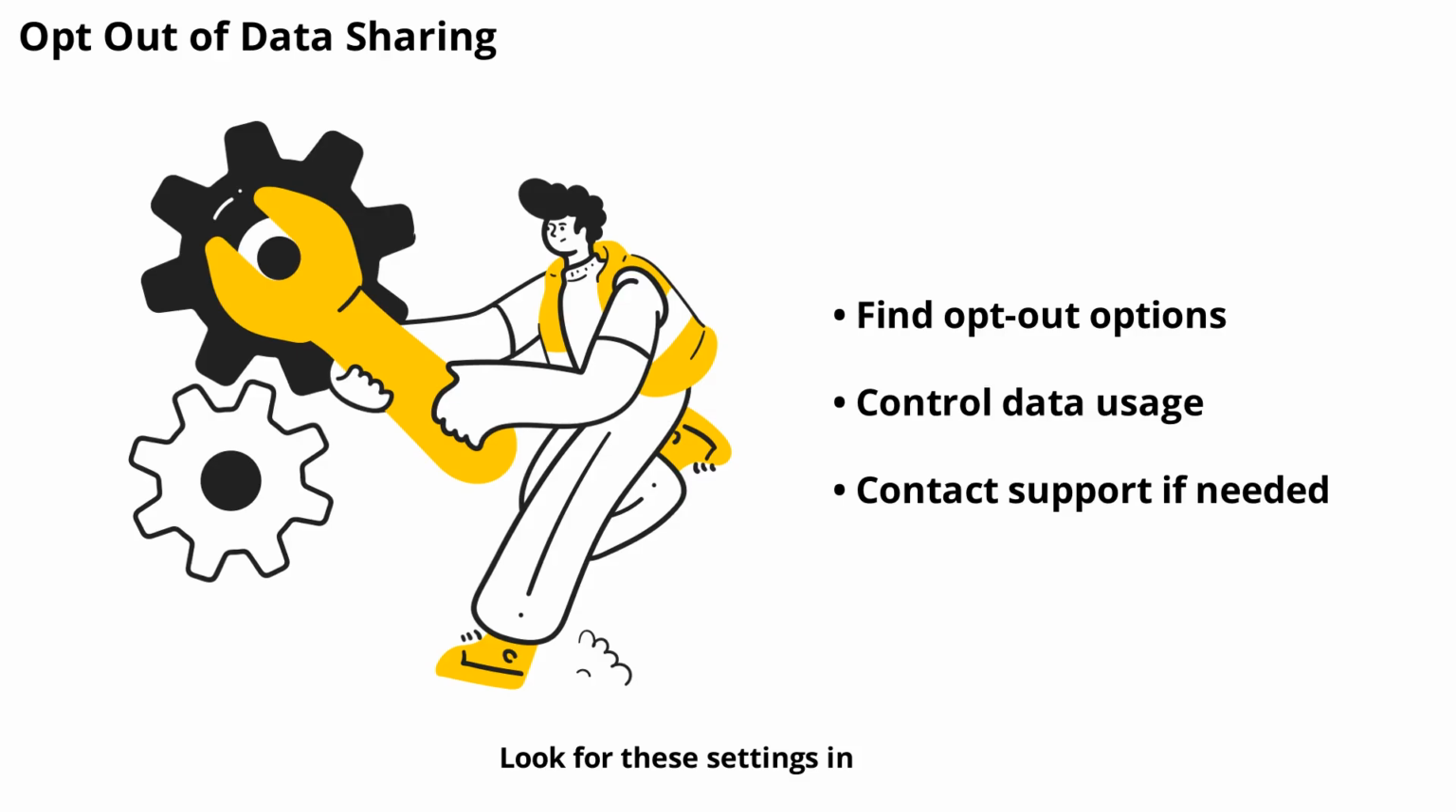Many services offer options to opt out of data sharing for research or AI training. Look for these settings in your account preferences or privacy dashboard. By opting out, you can prevent your data from being included in datasets used to train AI models.